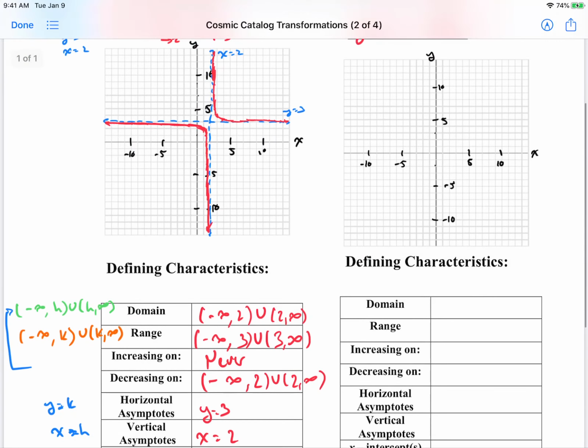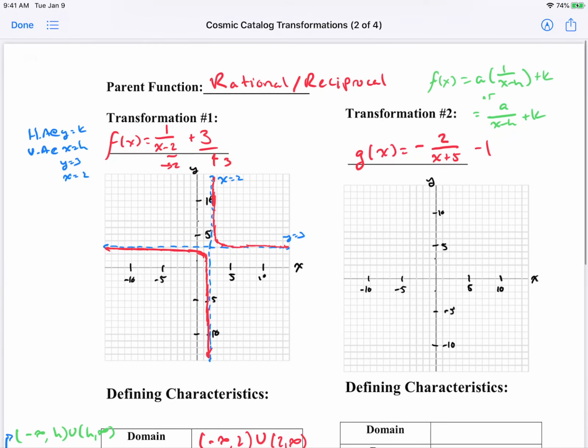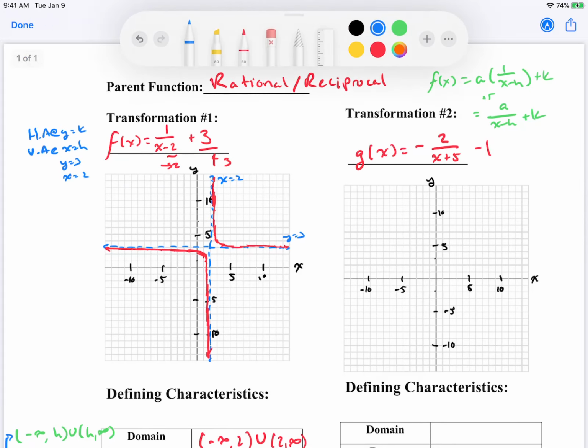So let's go over here. We'll go x-intercept. All right, so we set y equal to 0, so it should be 0 is equal to 1 over x minus 2 plus 3. I'm going to subtract 3 from both sides. I get negative 3 is equal to 1 over x minus 2. Now this is where it's going to be kind of funky. What I'm going to do is multiply both sides of the equation by x minus 2.